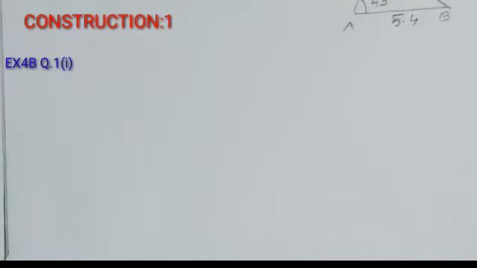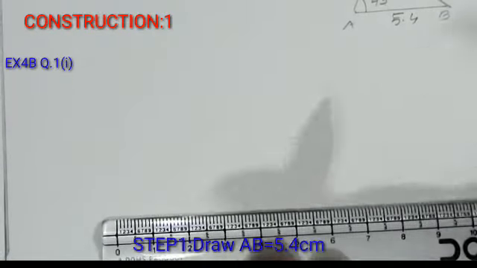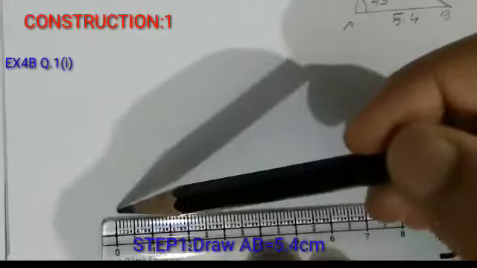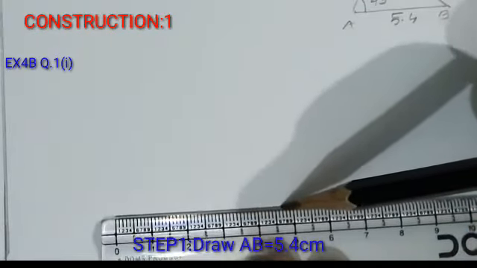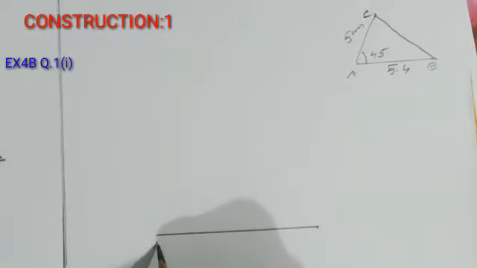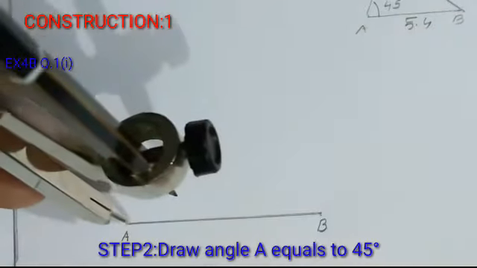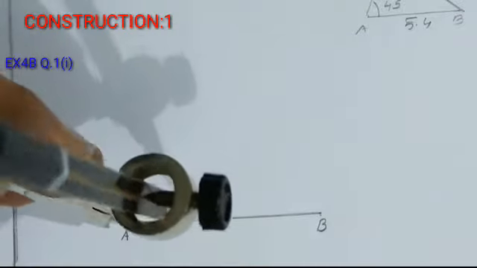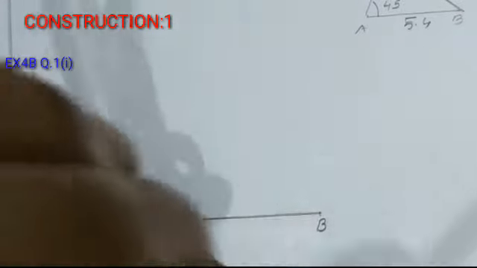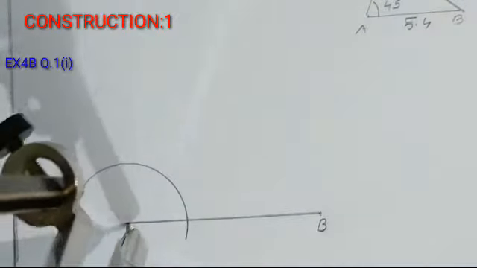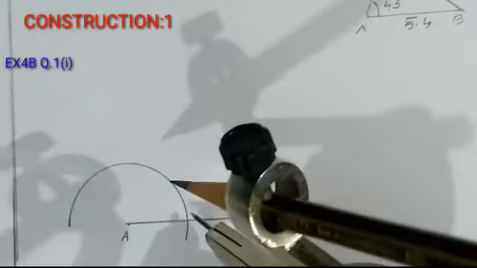Draw a line segment AB of 5.4 centimeter. Step 2. Draw an angle of 45 degree at A. So let's move to the construction of angle of 45 degree. How to proceed? First we draw angle of 90 degree and then bisect and get the angle of 45 degree.